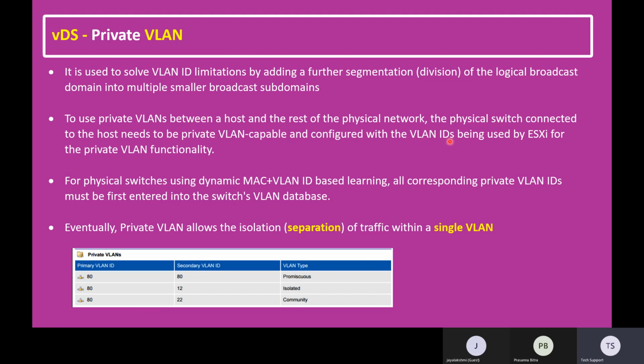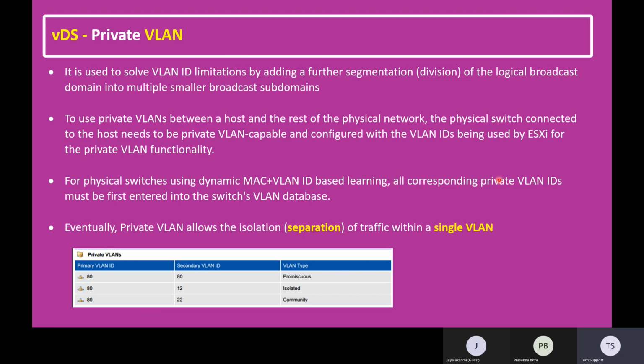So configure with the VLAN IDs being used by ESX for the private VLAN functionality. For physical switches, in real-time scenarios, our networking team will normally take care of the physical switch management. Within our physical switch, it uses dynamic MAC, meaning media access control or physical address, plus VLAN ID based learning. So usually our physical switches will always maintain our ESXi host MAC and VLAN IDs.